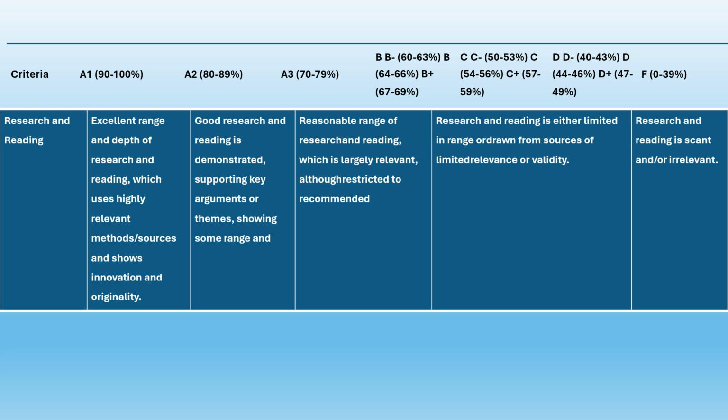So the next section could be research and reading. Once again, an excellent range and depth of research and reading, which uses highly relevant methods and sources and shows innovation and originality. What does that mean? How many journals have you used? Have you looked at your topic in depth? Compare that to an F, where you've not used any journals at all. Research and reading is scant and irrelevant. And the difference between the A2 to the Ds is basically how much research you're doing, how much is demonstrated. How far have you gone into the depth of your topic in your essay? Have you got sound arguments? Have you done good analysis?